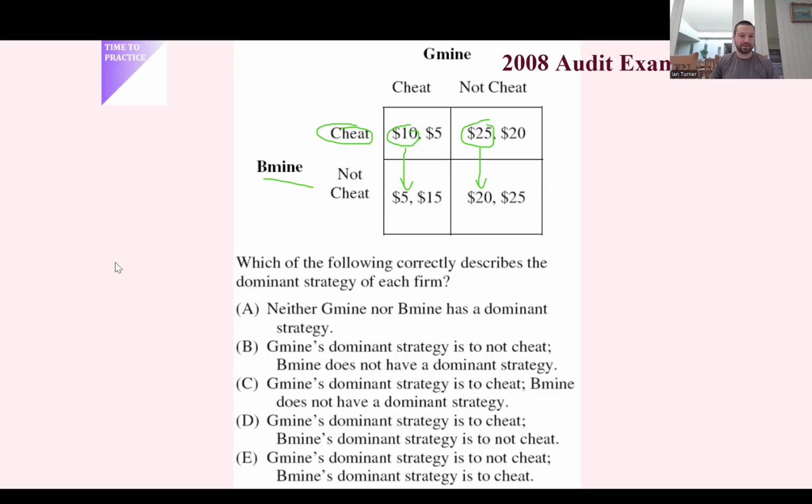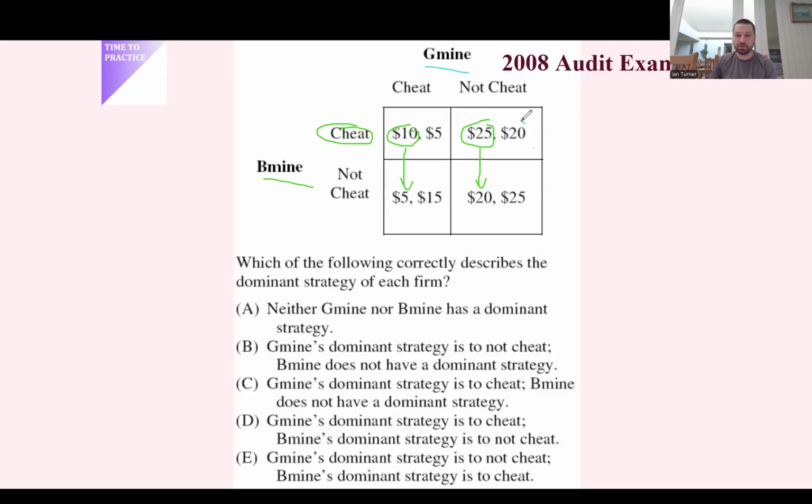If we change colors here, ooh, ice blue. For G mine, look at them. If you compare 15 to 5, it makes sense for them not to cheat. Same here, 25 to 20. Did I do that the right way? No, I did not. Come on, Mr. T. We're still waking up here. But I was right that their incentive is not to cheat. Look at this. Hold on. Where's my pen? We've got to go the other way. We've got to go this way.